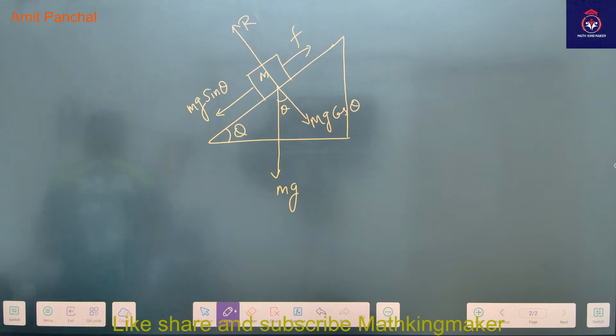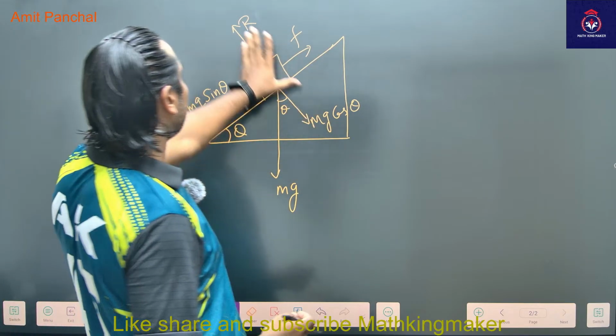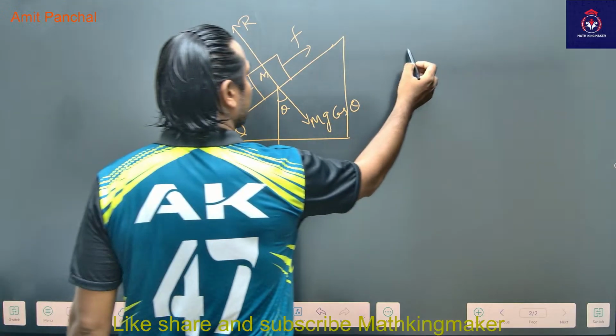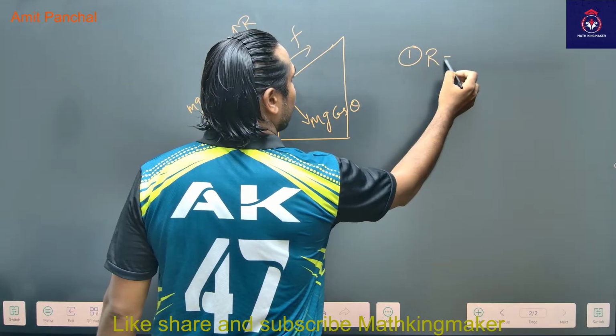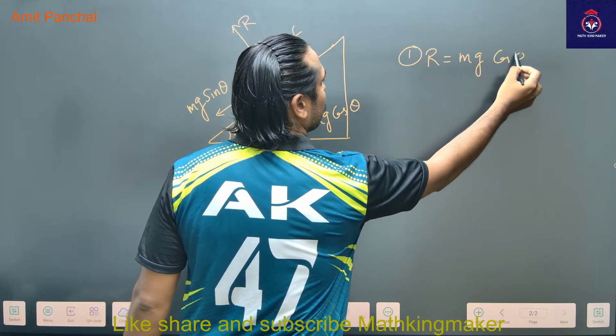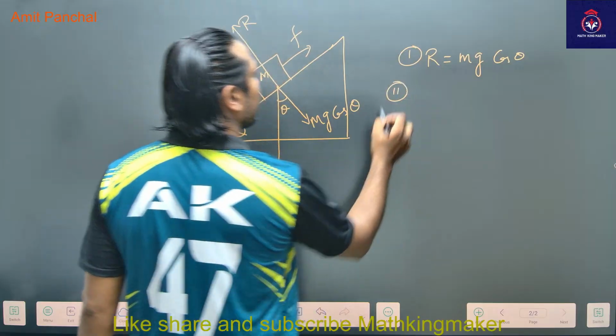So just make the equations. First one, mg cos theta will be balanced by R. So the first equation would be R is equal to mg cos theta. What will be your second equation?